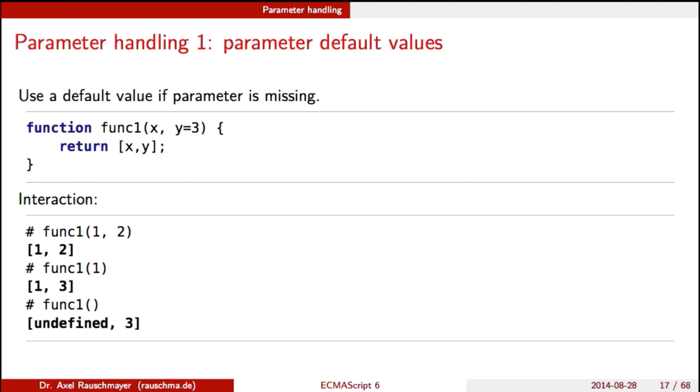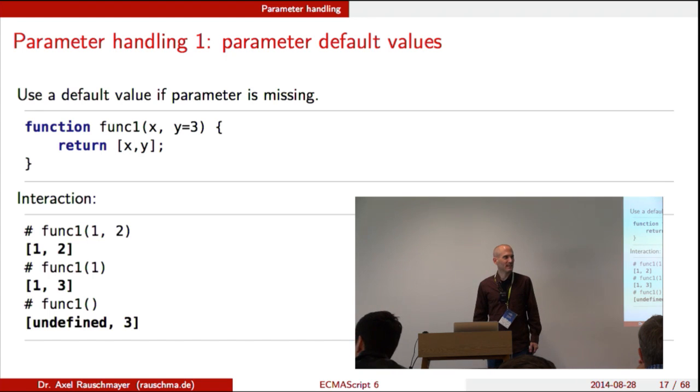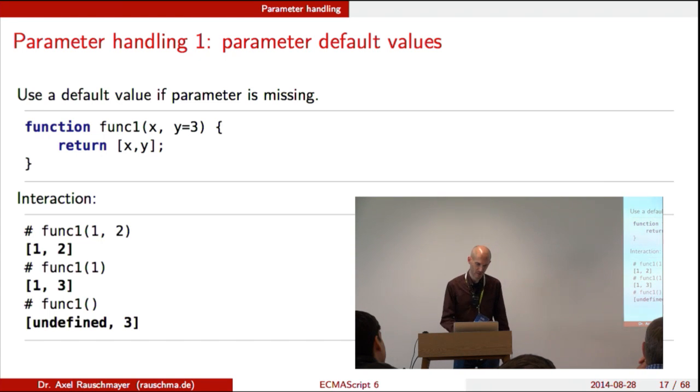Okay, let's skip that. Parameter handling is nice as well. Who of you have assigned default values via the OR operator? Right. And that's clumsy, and at the moment there's a lot of work you have to do by hand, and ECMAScript 6 helps you with that. So here, if you omit y, you get the value 3 automatically. So if you call func with just a single argument, you get 1 and 3.